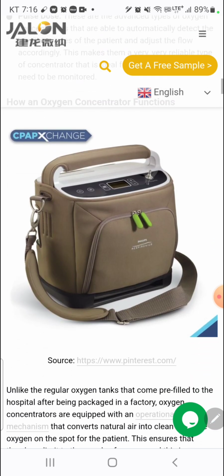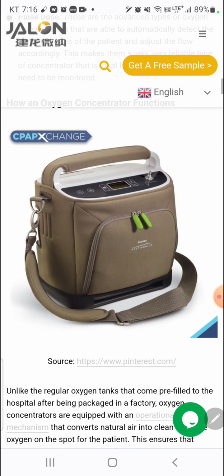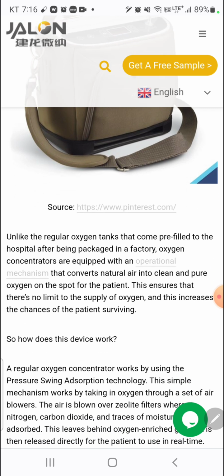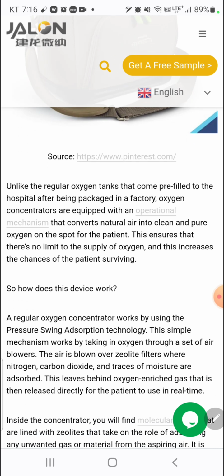How an oxygen concentrator functions. Unlike the regular oxygen tanks that come pre-filled to the hospital after being packaged in a factory, oxygen concentrators are equipped with an operational mechanism that converts natural air into clean and pure oxygen on the spot for the patient. This ensures that there is no limit to the supply of oxygen, and this increases the chances of a patient surviving.